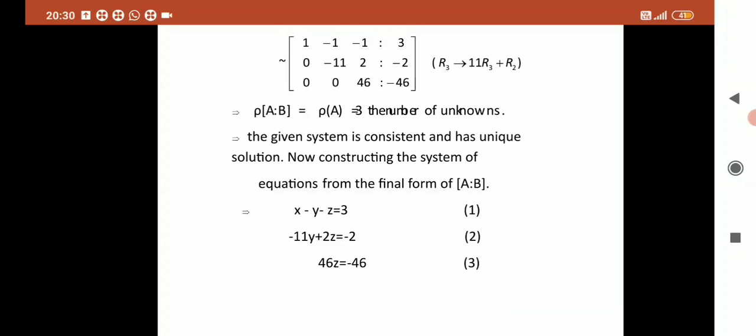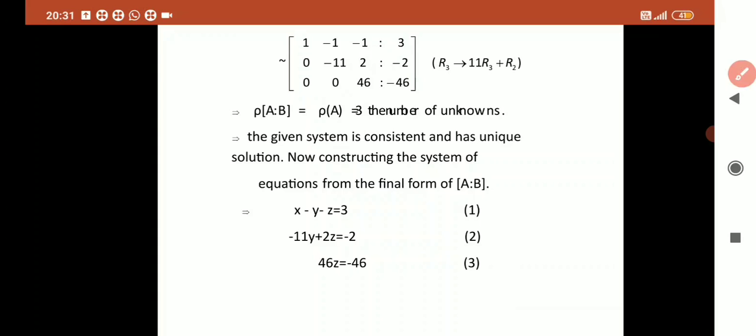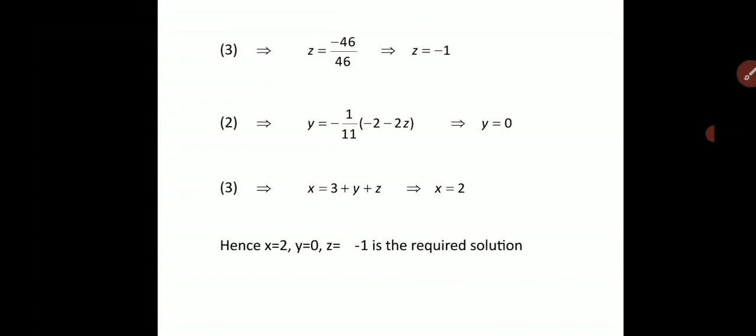From this we can say x minus y minus z is equal to 3, and from the second row we have minus 11y plus 2z is equal to minus 2, and from the third row we have minus 46z is equal to 46. So from the third equation we can say z is equal to minus 46 by 46, which is minus 1, and the second equation implies y is equal to minus 1 by 11 times minus 2 minus 2z. This implies y is equal to 0, because we substitute z is equal to minus 1.